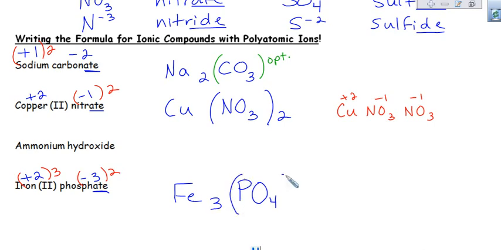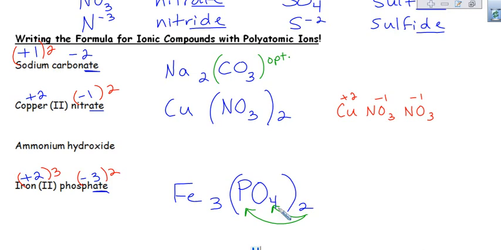So again, now I must put phosphate in parentheses and the 2 goes on the outside. Otherwise it looks like PO42, and that's not what you mean. There's actually 8 oxygen. This 2 would get distributed. There's 2 atoms of phosphorus and there's 8 atoms of oxygen, not 42.